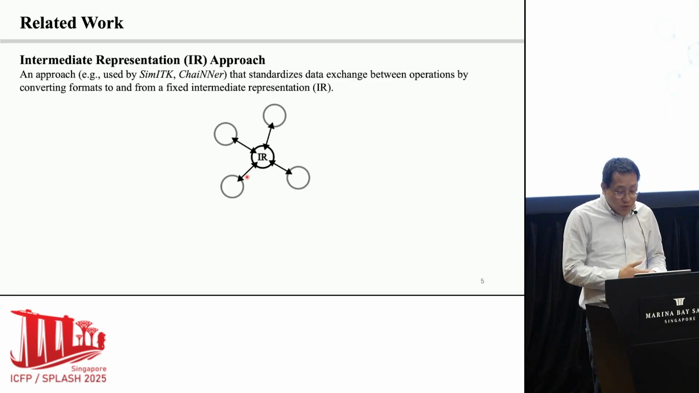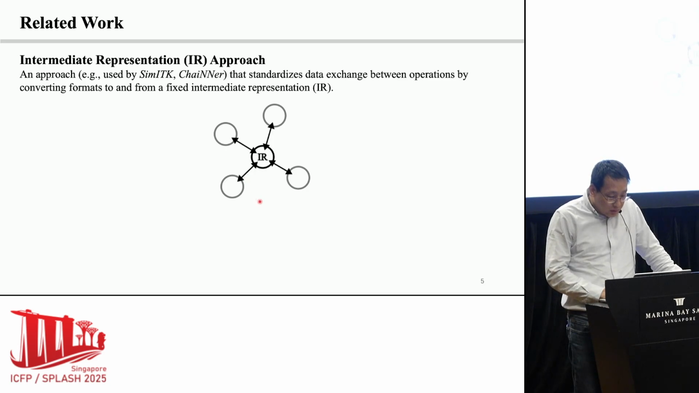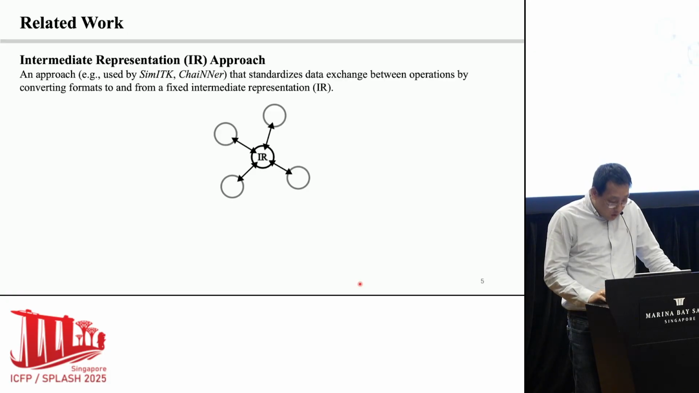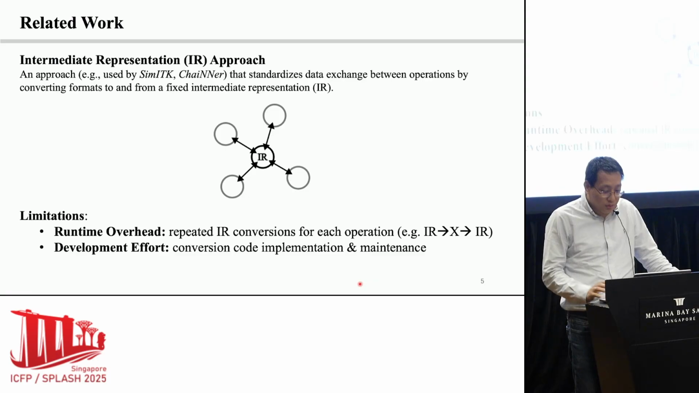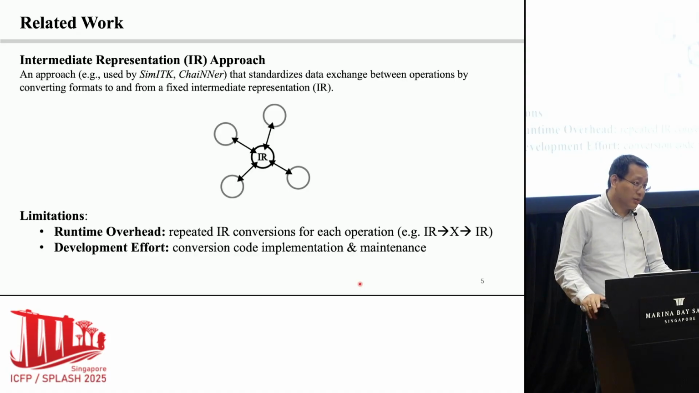A common approach is to use an intermediate representation. This method standardizes data exchange by converting all formats to and from a fixed intermediate format. However, this typical approach has two limitations. First, runtime overhead. Every operation involves repeated conversions, such as going from IR to operation and then back. Second, it introduces development effort. For each operation, developers must write and maintain conversion code to and from the intermediate representation.